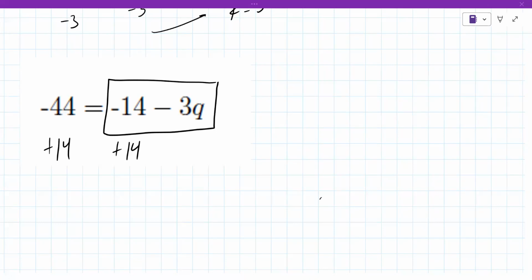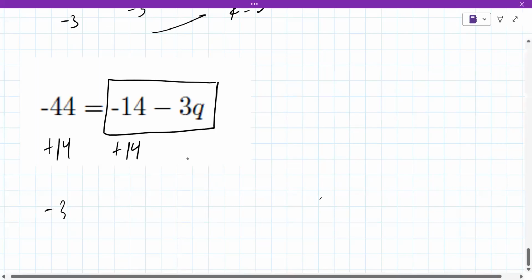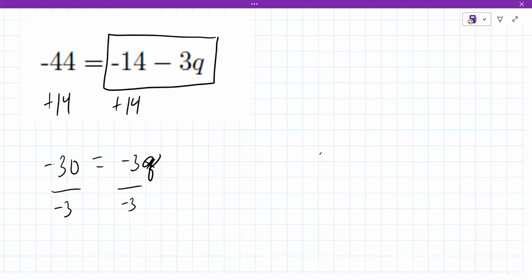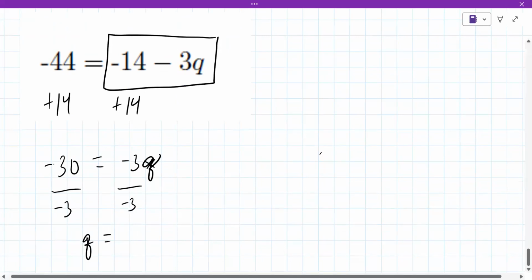Negative 10. So you have negative 30 equals negative 3q. What are you dividing both sides by? Oh, wait. I didn't realize that was negative. It's okay. And it would just be 10. 10. Good.